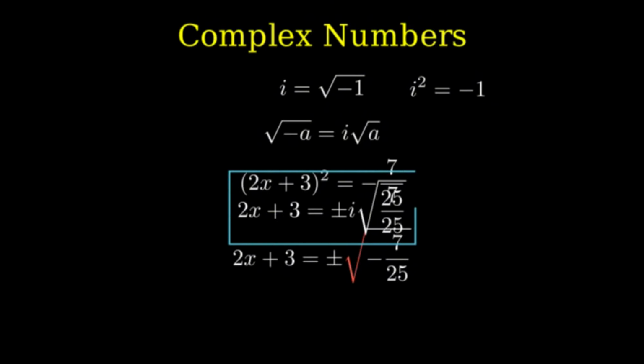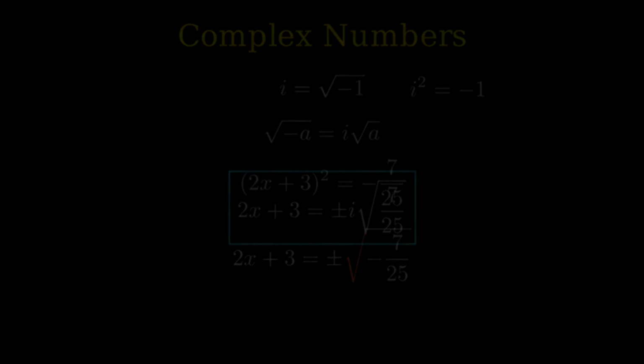To find the actual value of x, we would subtract 3 from both sides and divide by 2, which would give us x equals negative 3 over 2 plus or minus i times the square root of 7 over 50. These are two complex number solutions to our original quadratic equation. This example demonstrates a key concept in algebra. When a quadratic equation has no real solutions, it will have complex solutions instead. The quadratic formula will always give you the correct solutions, even when they involve complex numbers.